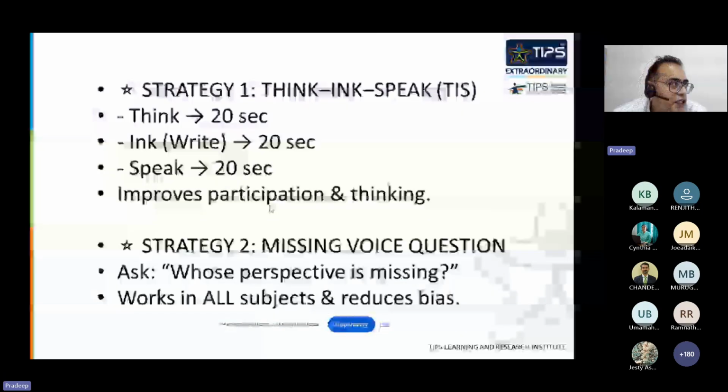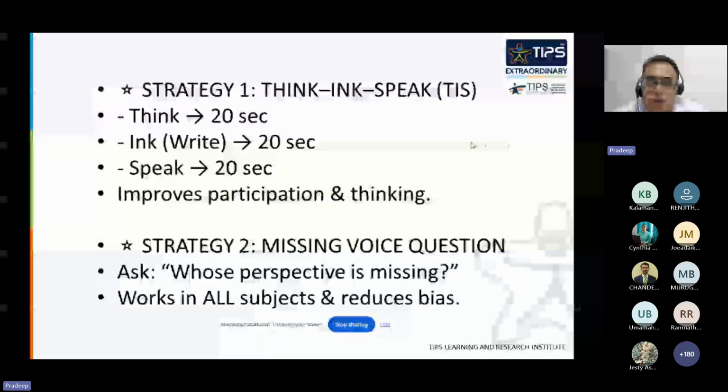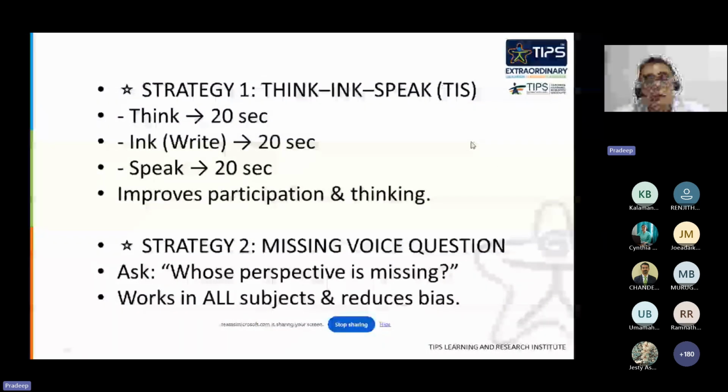So the missing voice question gives us an opportunity to reduce biases also, because when the books of history are written, they are written with one particular mindset, or you can say one particular idea. But it is not only one idea which is having a voice. So we provide all the subjects in that particular topic, and all the other subtopics should also have a voice. So I provide this opportunity to the learners to speak about the one which is missing.